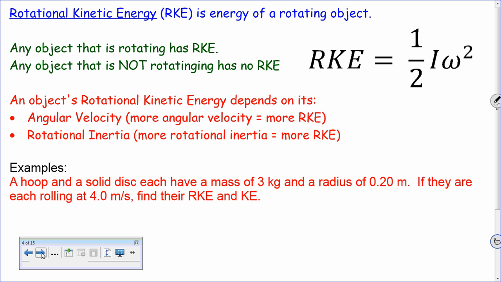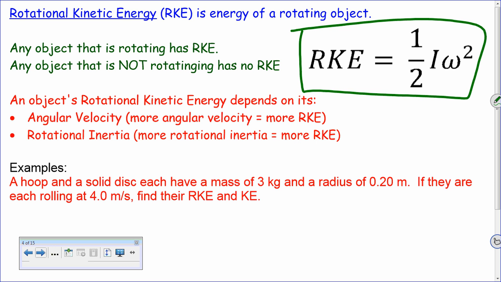All right, so this page is basically the exact same page that we had for kinetic energy. Notice, rotational kinetic energy, instead of being mass times velocity squared, remember, mass is inertia, right? So rotational kinetic energy is rotational inertia times rotational velocity squared. Cool? So it's the same equation, just the rotational counterpart for it. Good? An object that's not moving has no kinetic energy. An object that's not rotating has no rotational kinetic energy.